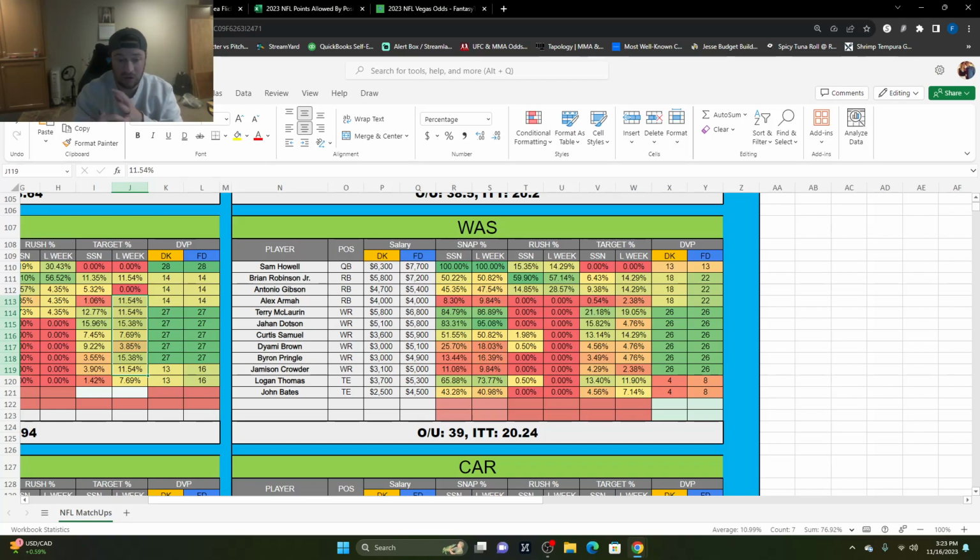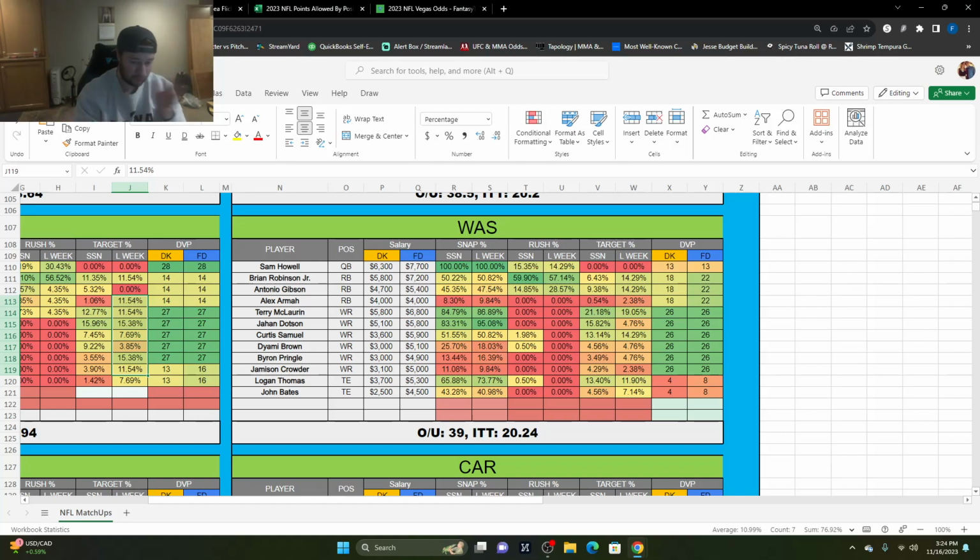They're 18th. Brian Robinson makes sense. You can see on the season he's rushing almost 60% of the time. Last week was 57% as opposed to Antonio Gibson. So I would use Sam Howell. I would use Brian Robinson. I would use McLaurin. I would use Curtis Samuel, maybe a little bit of Jahan Dotson, but Jahan Dotson's been very up and down. Then Logan Thomas is one. He's a cheaper option, but the Giants have actually been good against the tight end.